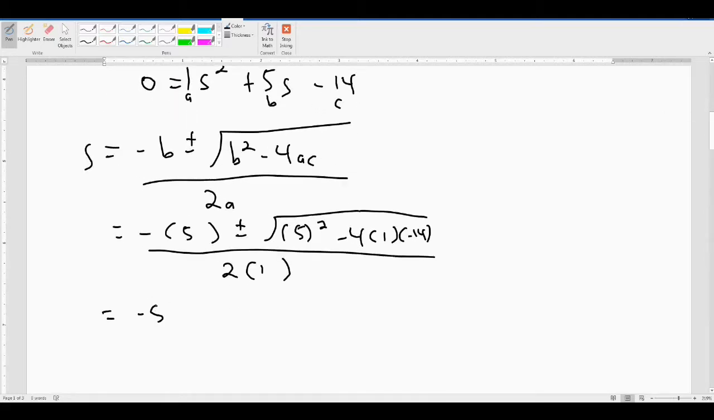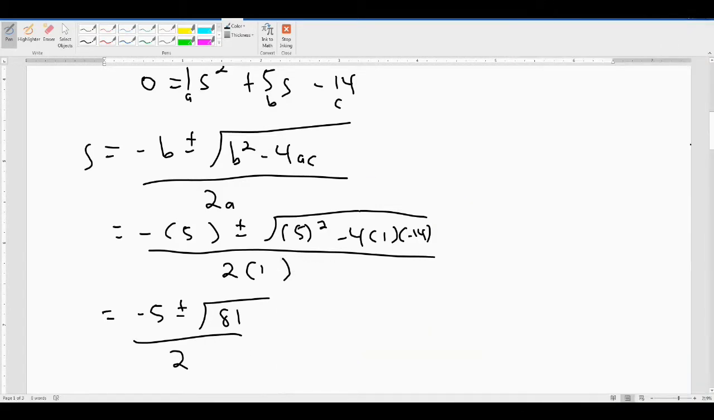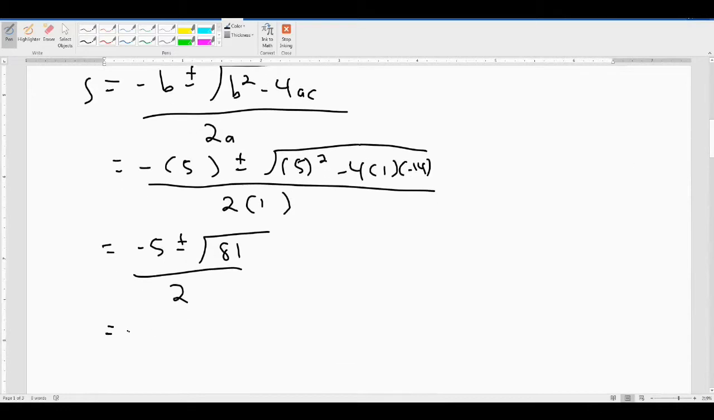So we have negative 5. I have to do the easy stuff first. So 2 times 1 is 2, plus or minus, that's 25, and that's plus 56. That's actually 81. If you want to, type it in real quickly: 5 squared minus 4 times 1 times negative 14. I made a mistake somewhere. Yeah, there's my 81 that I knew was there.